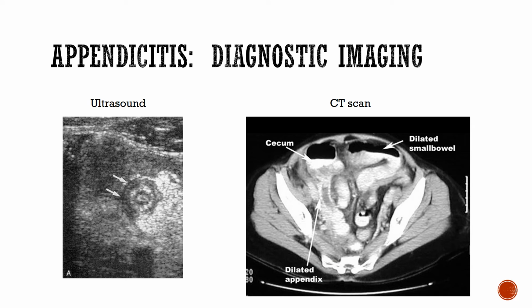Common imaging tests to help confirm appendicitis are ultrasound and a CT scan. A CT scan has been shown to be more accurate than ultrasound in detecting acute appendicitis. However, ultrasound may be preferred as the first imaging test in children and pregnant women because of the risks associated with radiation exposure from CT scans.